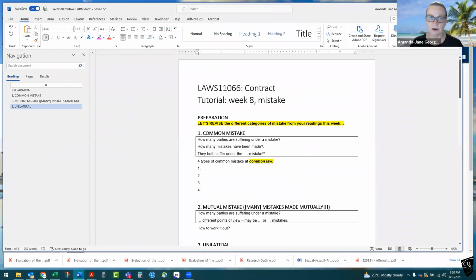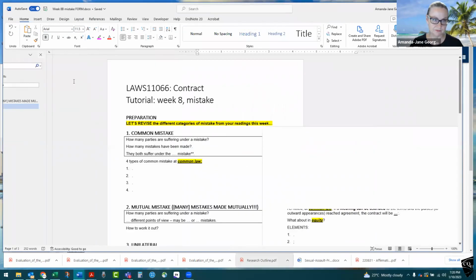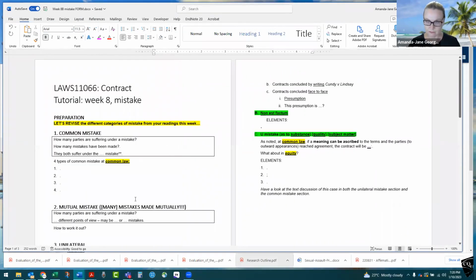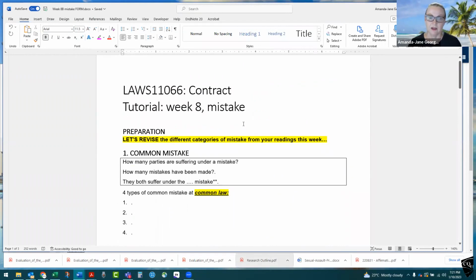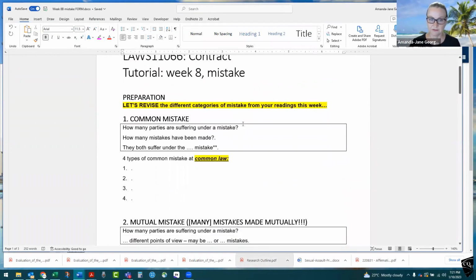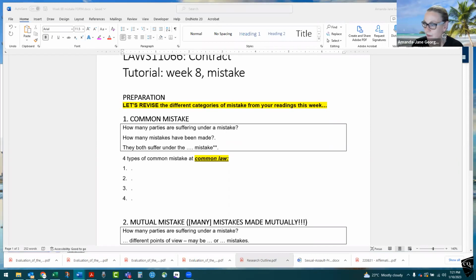Let's get cracking on mistake. Okay. For common mistake, how many parties are suffering under the mistake? You can answer in the chat box or just open mic.